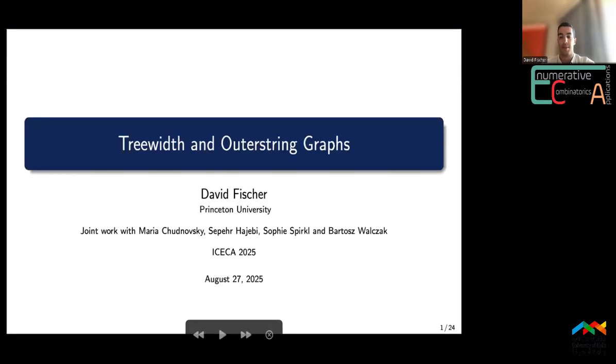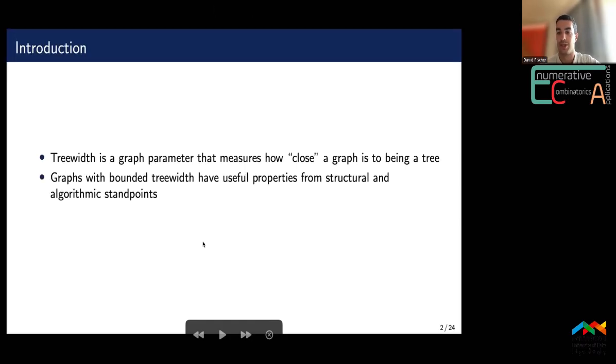So I'm gonna talk about Treewidth as it relates to outer string graphs, which is a class of graphs of intersection graphs of curves in the plane. And this is joint work with Maria Chudnovsky, Sepper Hajebi, Sophie Spurkle, and Bartosz Walczak. So I guess we just saw a bit of Treewidth, but for those who don't know, it's essentially a graph parameter that in simple terms tells us how complicated a graph is.